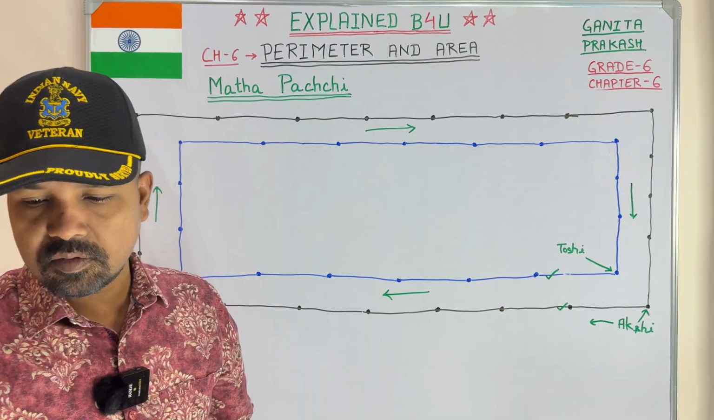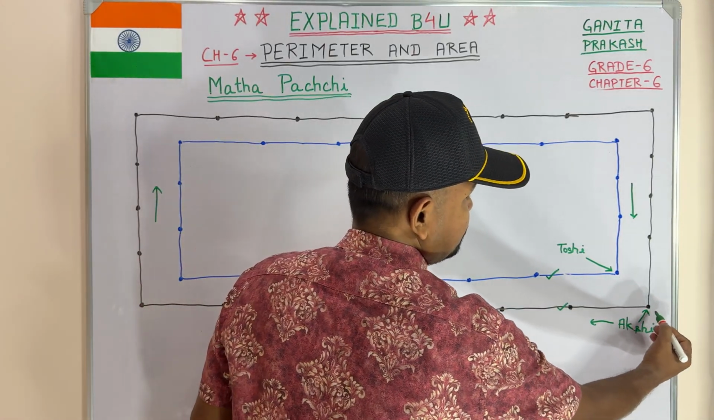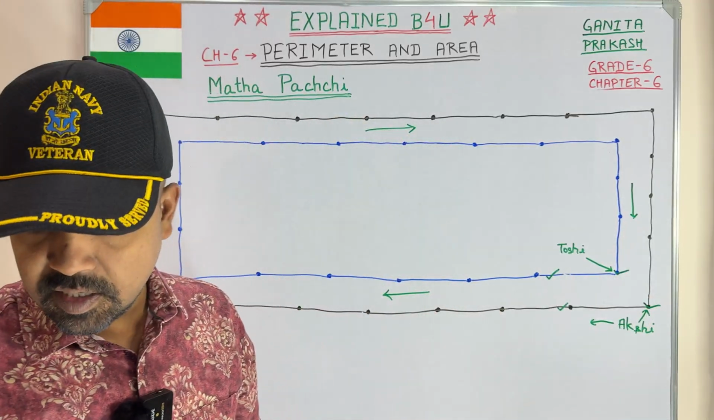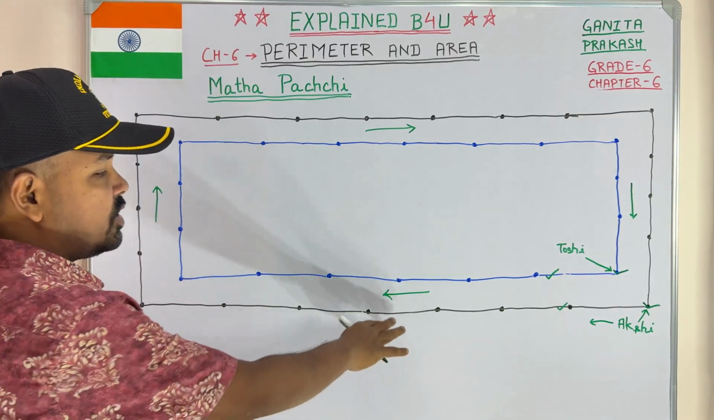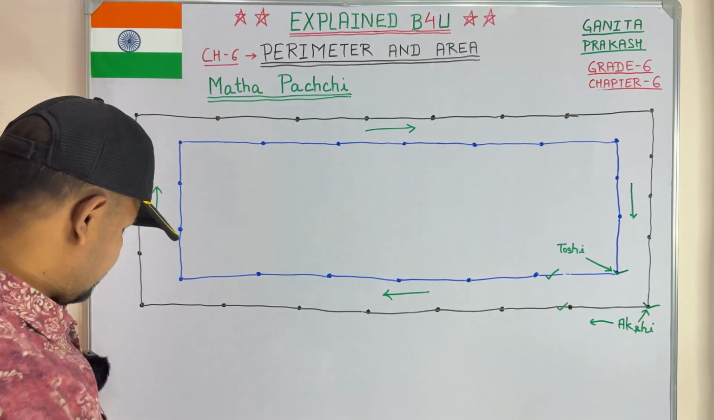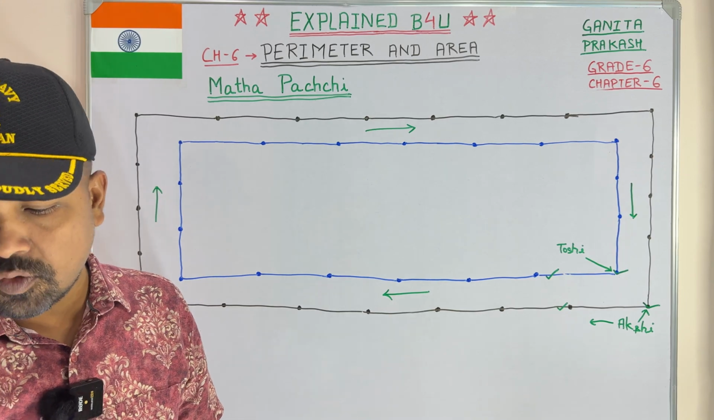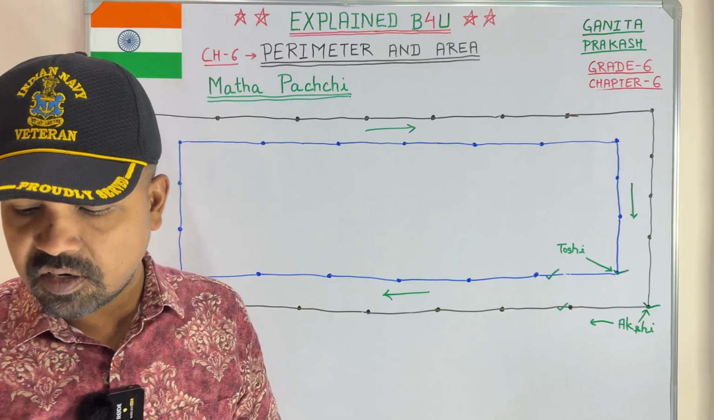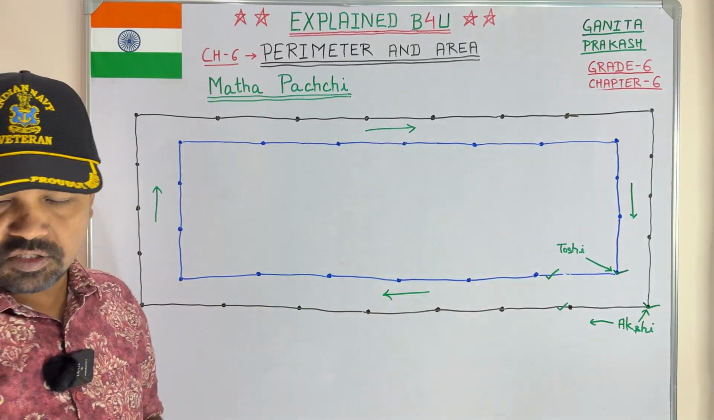ठीक है. According to the question, the starting point of Akshi is this one. Starting point of Toshi is this one. Okay. And each track is a rectangle. According to the question, the outer track is also a rectangle, the inner track is also a rectangle, as you can see in this figure. Running one complete round on this track would cover 220 meter. See, this is the distance covered by Akshi in one round. So the distance covered by Akshi in one round is 220 meter.